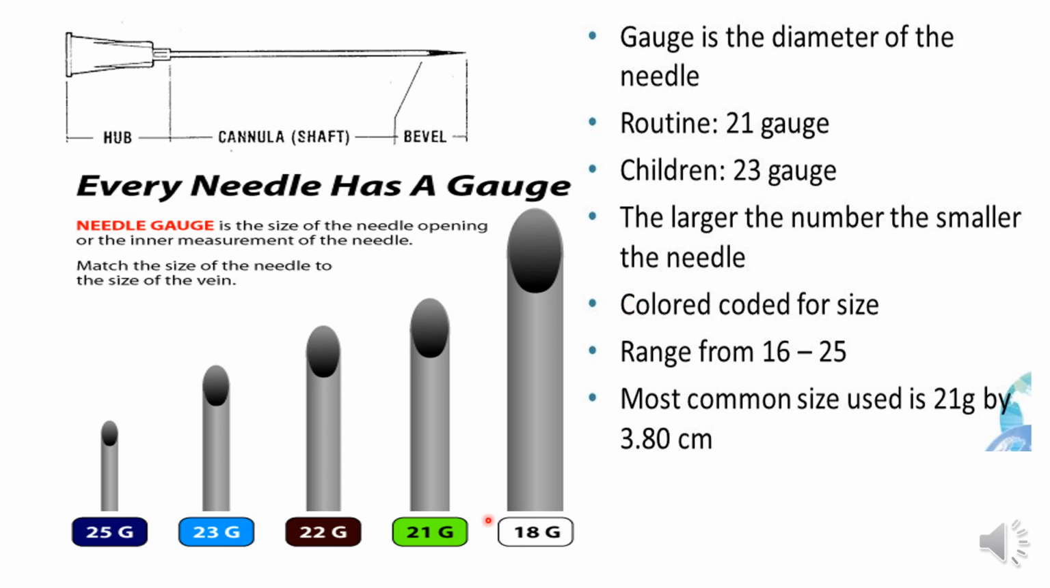The larger the number of gauge, the smaller is the needle. As you can see here, this is the smallest number and this is the largest, and the size of the needle is inverse to the gauge. The needles are color coded, that is the hub of the needle is color coded. It ranges from the size of 16 to 25, and the most commonly used size is the 21G.